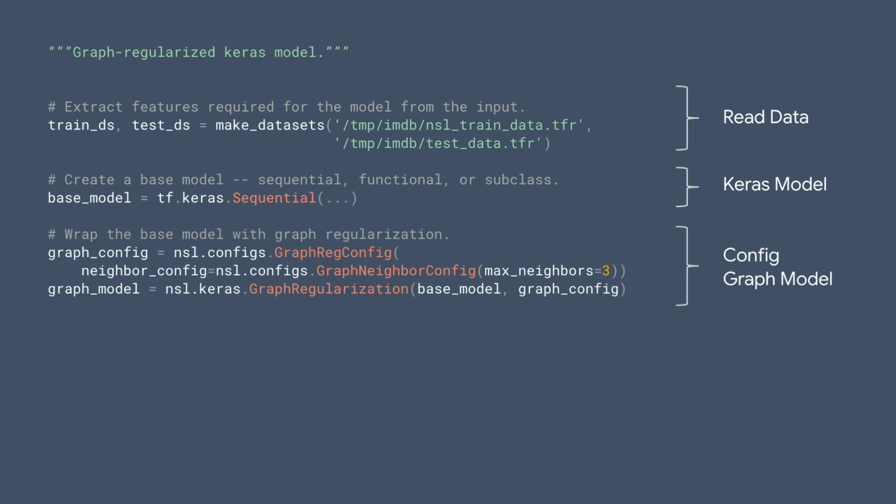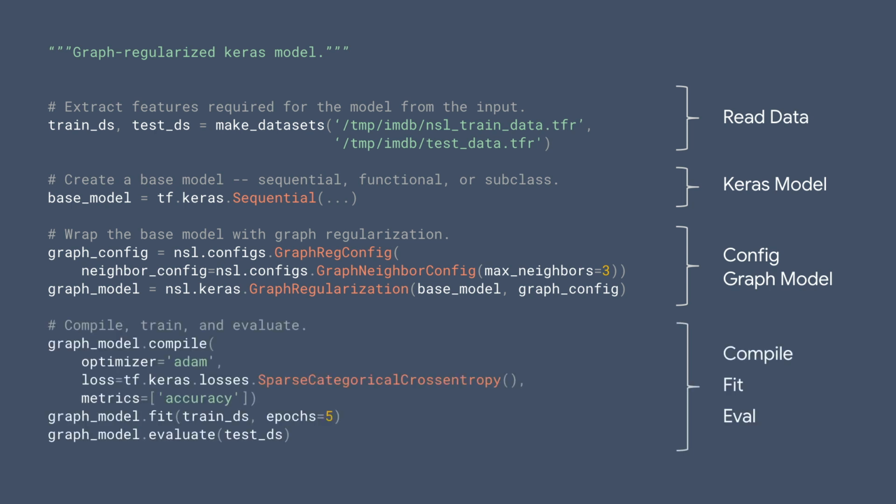Then, we define a graph regularization configuration object, which allows you to specify various hyperparameters. In this example, we use 3 neighbors for graph regularization. Once this configuration object is created, you can wrap the base model with the graph regularization wrapper class. This will create a new graph Keras model whose training loss includes a graph regularization term. What's left is then just compiling, training, and evaluating the graph regularized model.